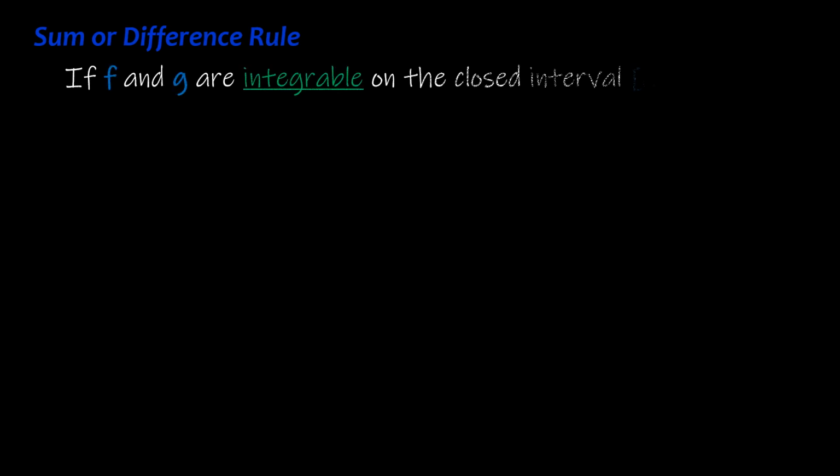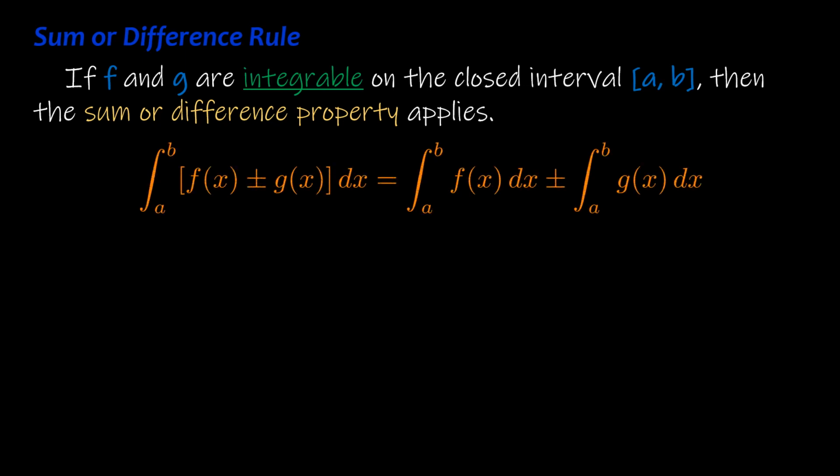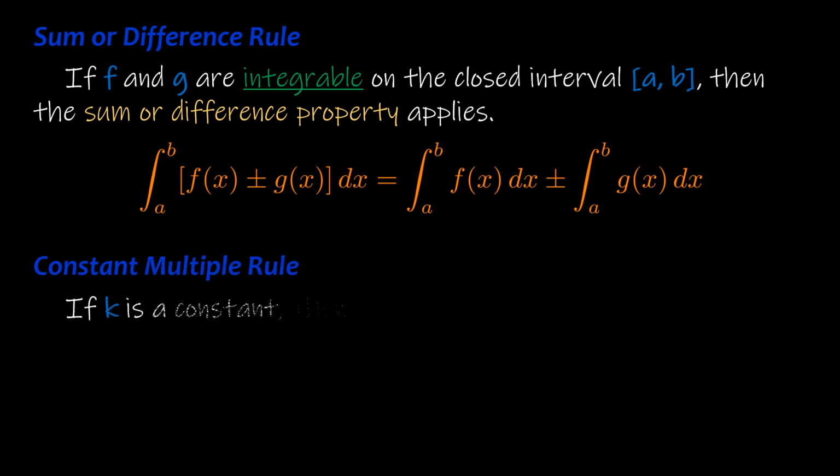Sum or difference rule. If f and g are integrable on the closed interval a, b, then the sum or difference property applies. In other words, an integral operation can be distributed over addition or subtraction operations. Constant multiple rule. If k is a constant, then it can be taken outside of the integral.